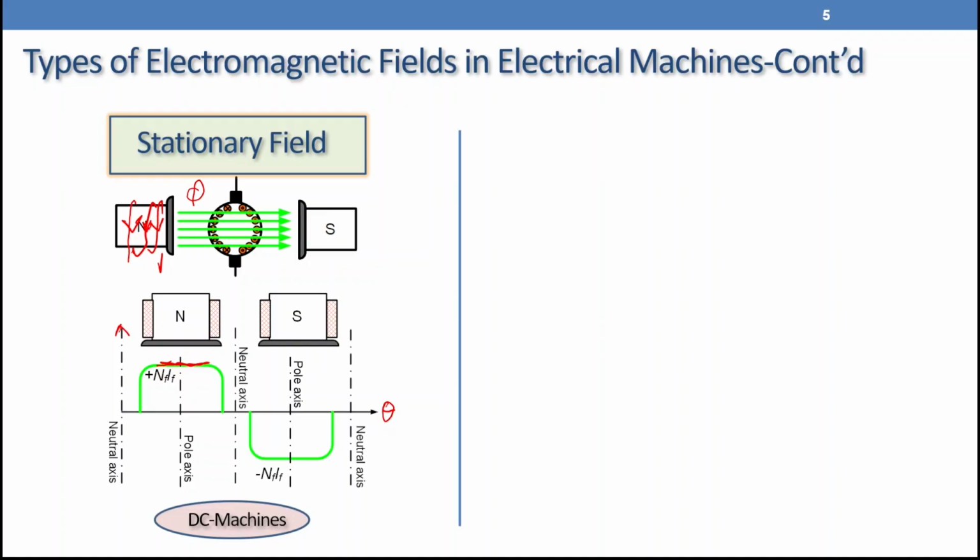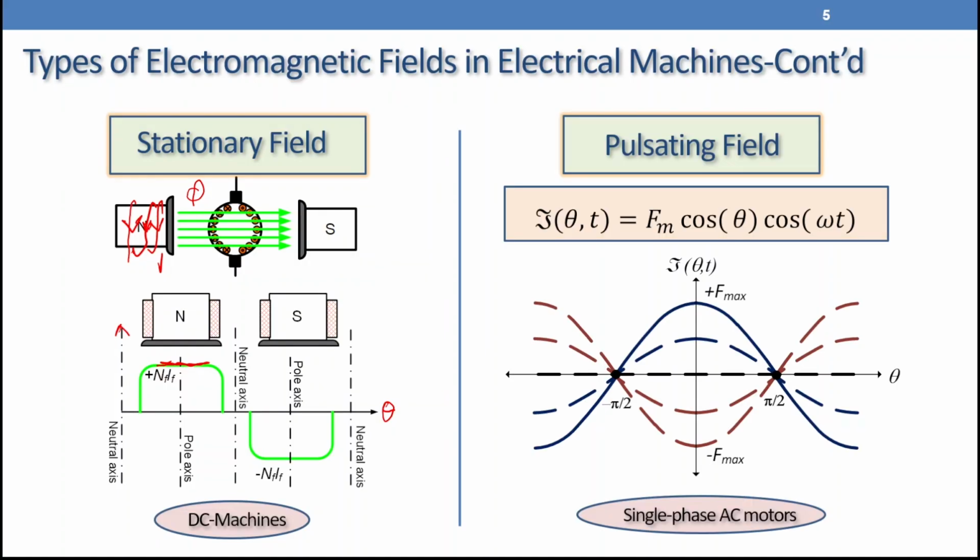Another type of field is the pulsating field, and the pulsating field can be expressed as f as a function of theta and time t: F maximum cosine theta cosine omega t. What we can see here is that at a certain instant of time and for a certain theta we have F maximum, so the field is going to increase and decrease in its position, as we can see here. So that causes something like a node here, increasing and decreasing but in its position. A good example is a single-phase AC motor, a single-phase induction motor.